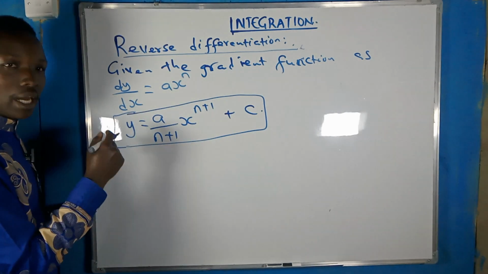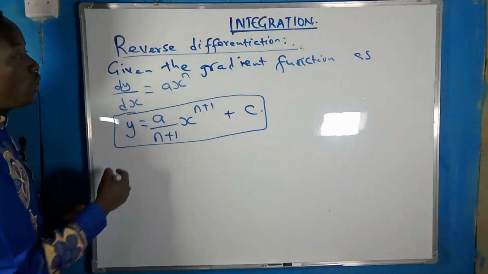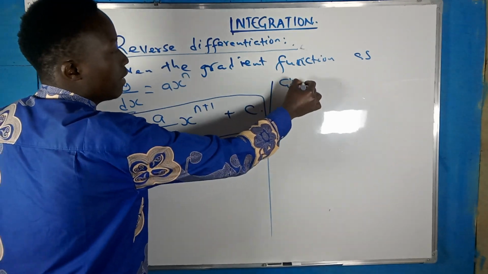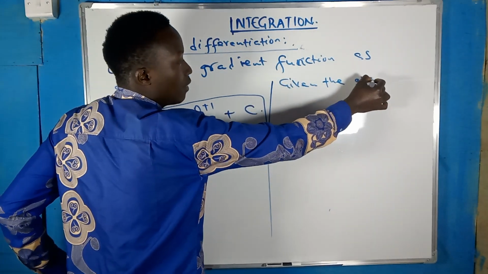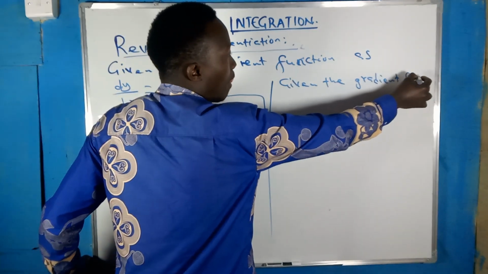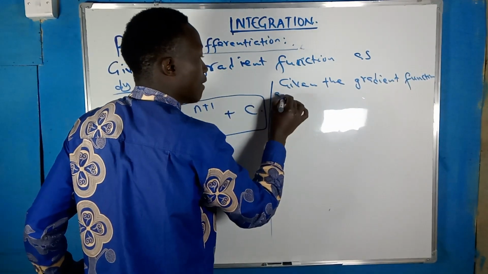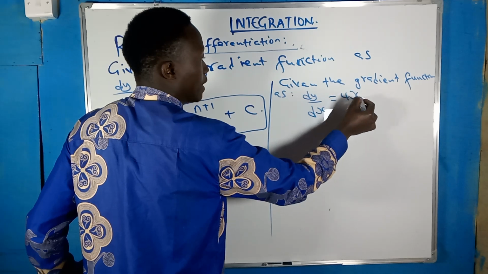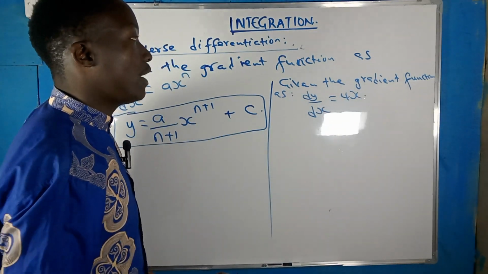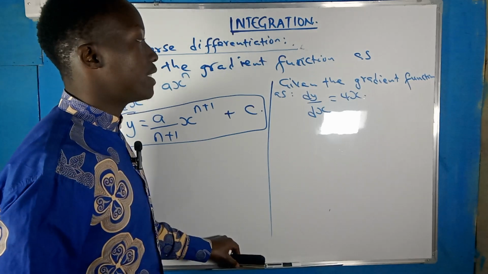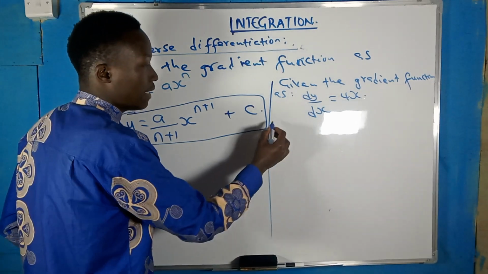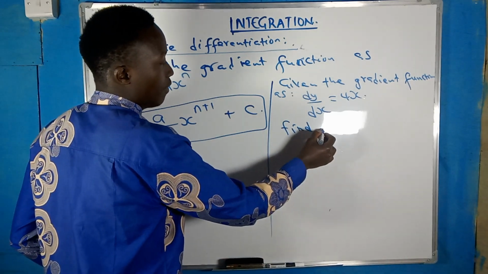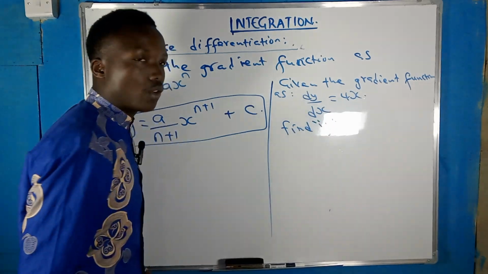And now we can use figures to show how we integrate. So let's do that here. Given the gradient function as dy over dx is equal to 4x, find y. Find the function of y.